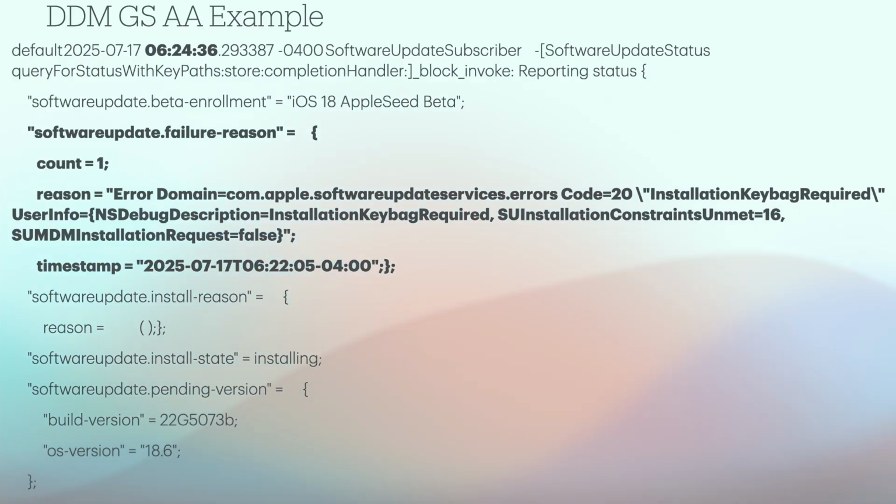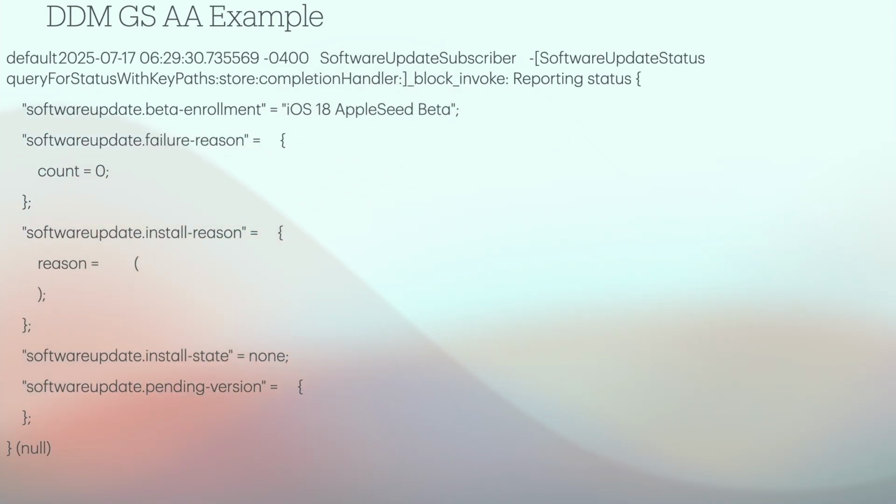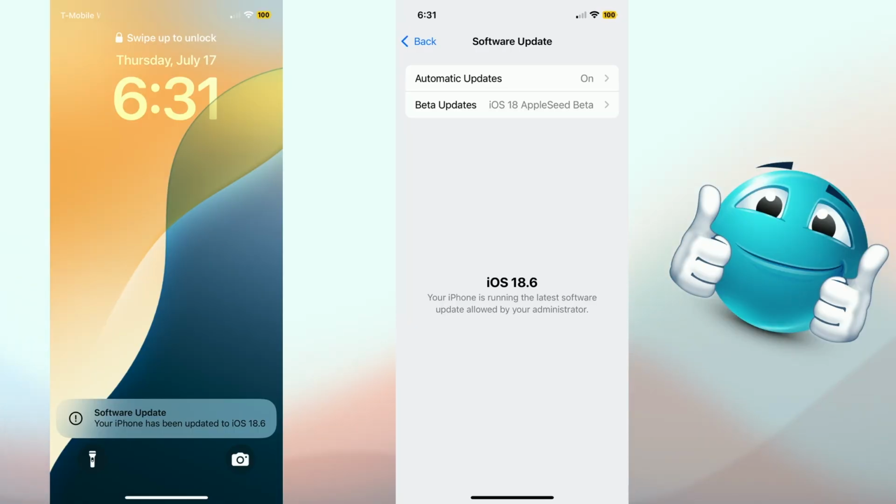Eventually, it came back to that failure reason, unmet, not having that for the key bag, for the authentication. Then it said that the update was prepared, and then eventually the update finished. The install failure reason, the install reason, the pending install state, all cleared out. Then it came back, boom, device is updated. A couple minutes later, I got the pop-up on the home screen that it was on 18.6. For some reason, it dropped the beta 3.